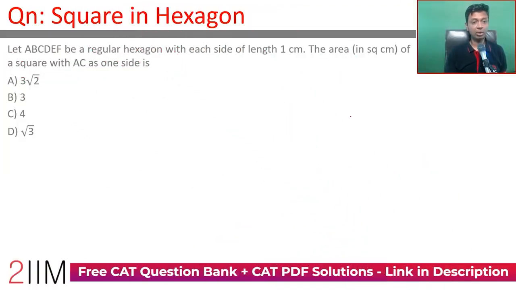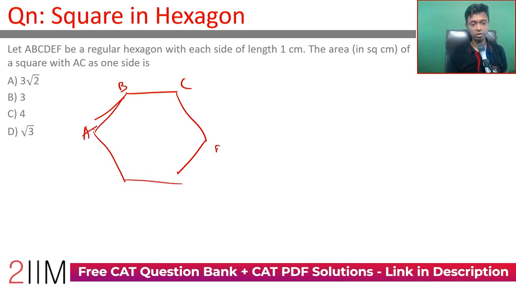A, B, C, D, E, F be a regular hexagon with each side of length 1 centimeter. So 1, 2, 3, 4, 5, 6. A, B, C, D, E, F. Now a regular hexagon is nothing but 6 equilateral triangles placed around a central point. Remember that. That's a very good way of thinking about a regular hexagon. Side 1 unit. All of these are 1.